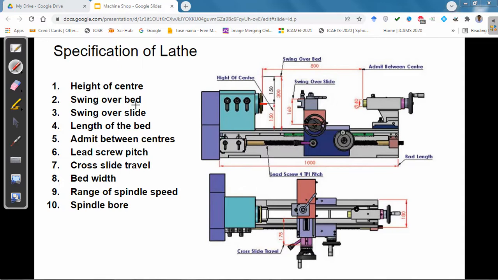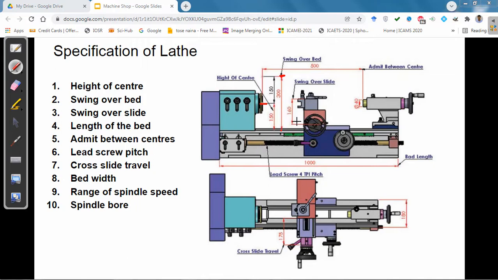Then a swing over bed. Now the swing over bed is basically the distance which is from the bed to this position. So which is basically double the distance from the bed. And this is important, that this will tell you what is the maximum external diameter of the job that can be accommodated in that particular machine. Okay, then swing over slide.